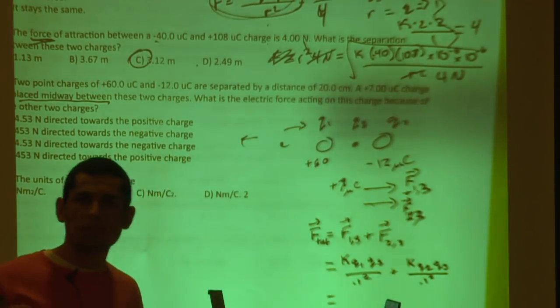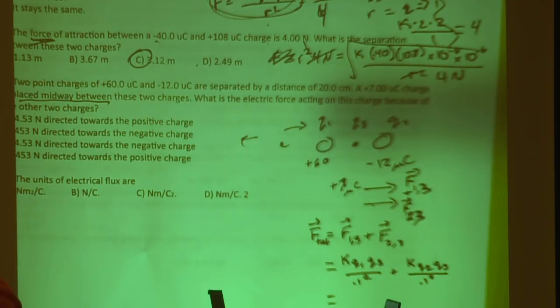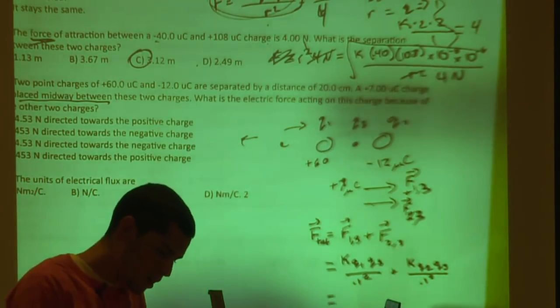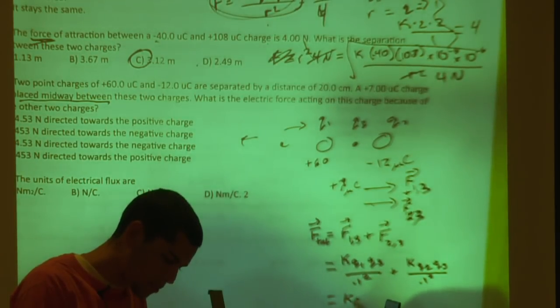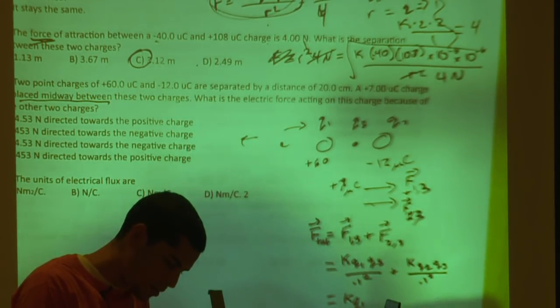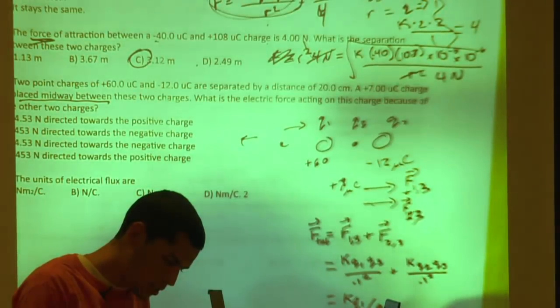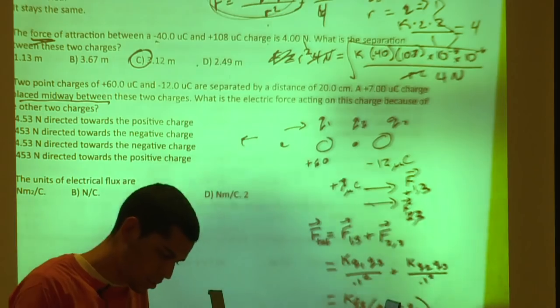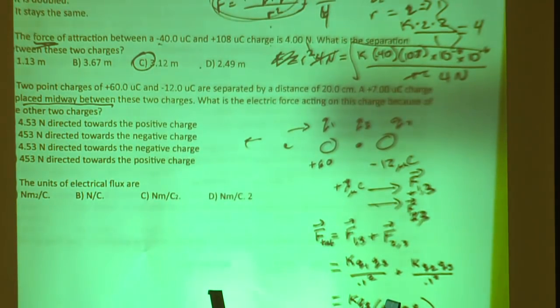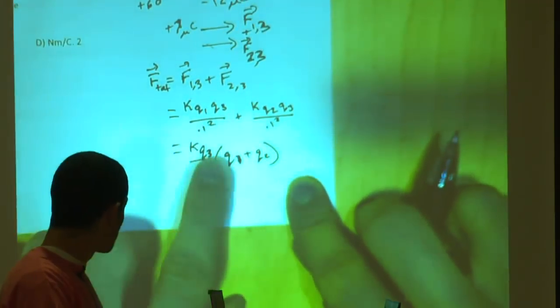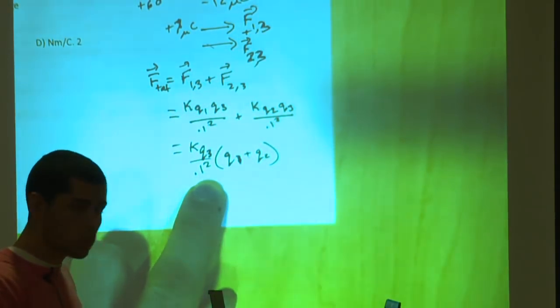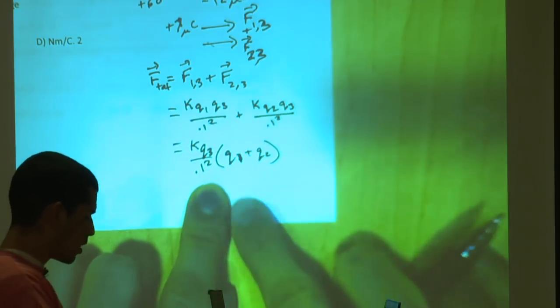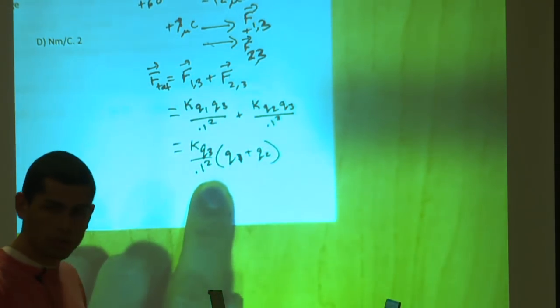And just to simplify, if you have to plug it in your calculator, it's a test, you're timed. You want to be cautious of your time. You can factor out all of the similar variables. I'm sorry, Q3, and then this would be Q1 plus Q2. So we have K Q3 over 0.1 squared, which is just our R, times Q1 plus Q2.